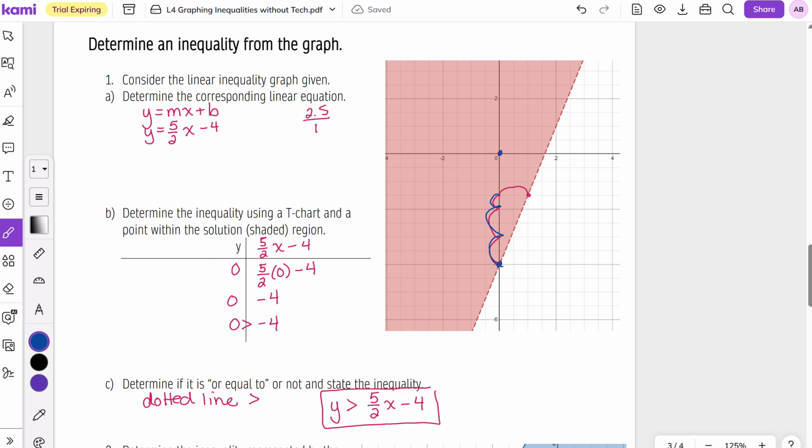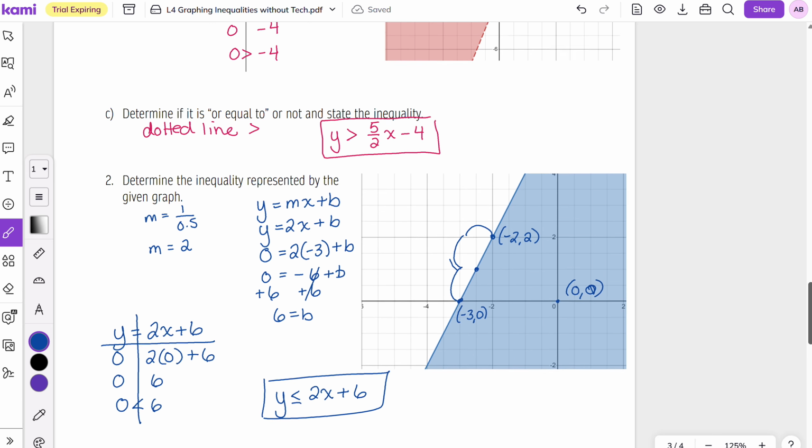Well, we would need a greater than symbol. And because it's a dotted line, we just use our greater than, not or equal to. And then we combine those two steps from A and B. We take the equation from step 1, but we take the inequality sign from step B to get our final inequality that y is greater than 5 over 2x minus 4.